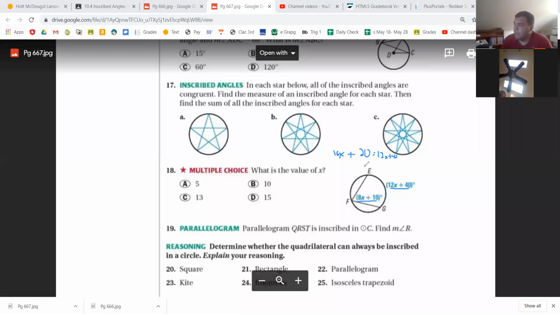Let's do a little bit of math on both sides. Minus 20 here, minus 4x here. 4x equals 20. Divide by 4 on both sides.